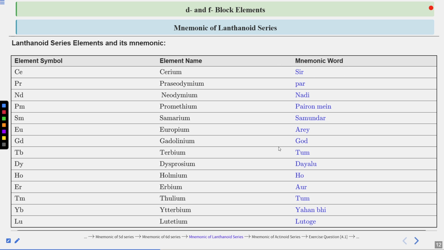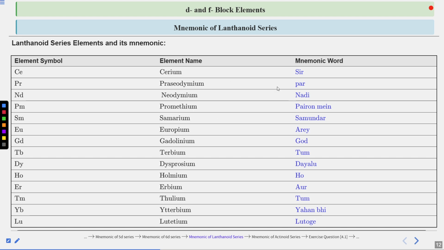So if we first read this mnemonic word, सर पर नदी पैरों में समुंदर, अरे गॉड तुम दयालु हो और तुम यहाँ भी लूटोगे. Okay, so सर पर नदी पैरों में समुंदर, अरे गॉड तुम दयालु हो और तुम यहाँ भी लूटोगे. So how is it related?